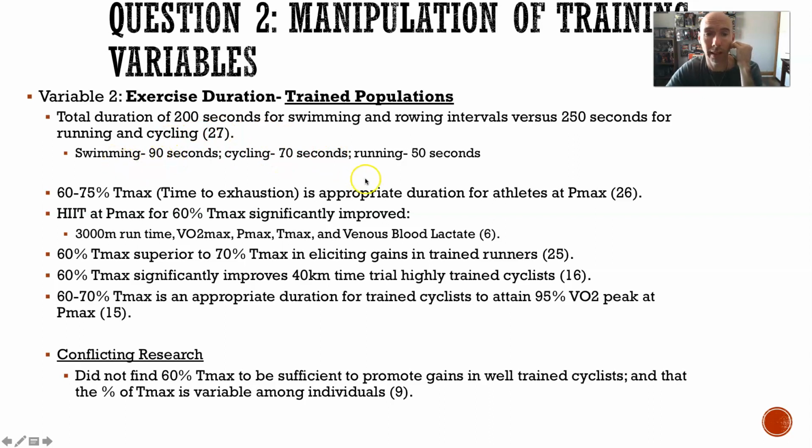So why is there such a big difference here? Well, it's the weight bearing idea, right? When you're bearing your weight, you're using more energy. In the pool, you're not bearing your weight at all, so less energy is burned, so you need to go for a longer period of time.